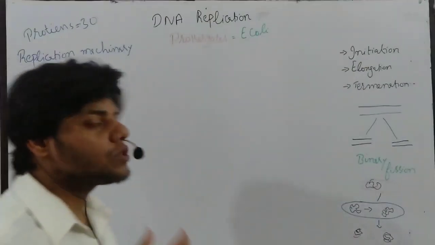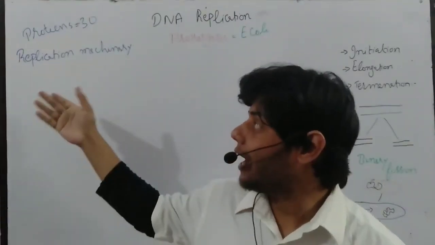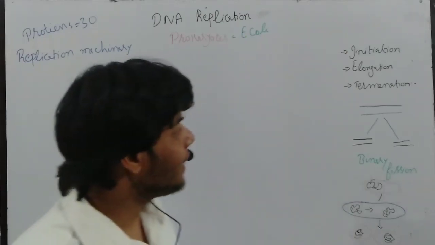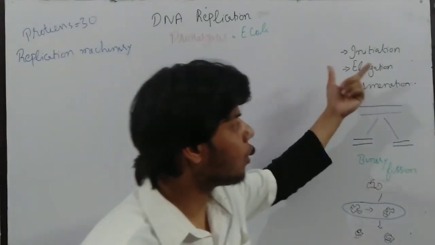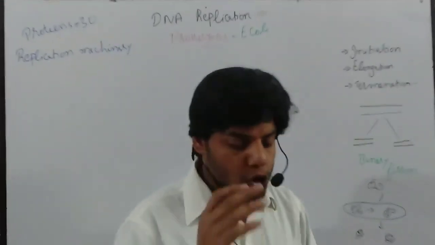Now, what kinds of proteins are involved in the DNA replication? Once you get the idea about the proteins which are involved in the DNA replication, then in the next video lecture, where we are going to talk about initiation, elongation, and termination, it will be very easy for you. So we have different kinds of proteins. The first protein we call DNA proteins.